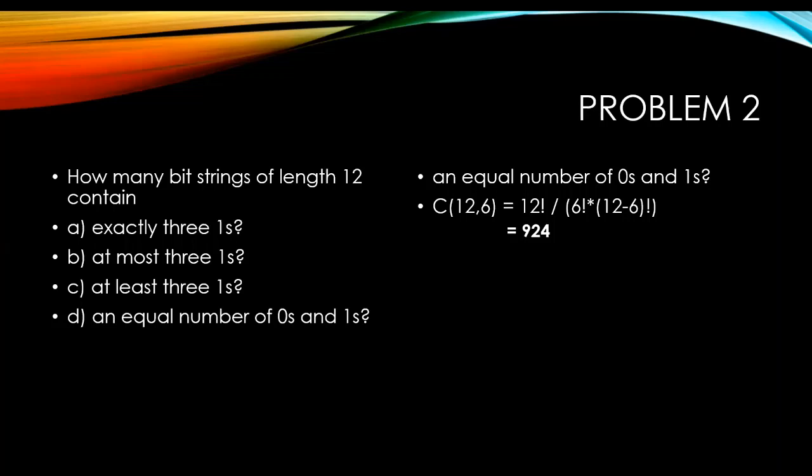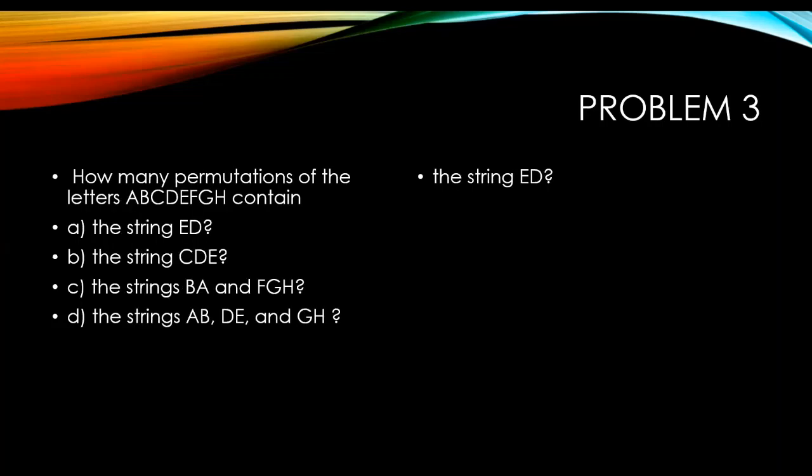Now let's move on with problem number 3. So it involves permutation. So how many permutations of the letters A, B, C, D, E, F, G, H contain the string ED, the string CDE, the string BA and FGH, and the string ABDE and GH? So we already discussed this. A similar problem was discussed in our last video lecture. So if we have a group of letters, it will be considered as one element when we count it, okay, to get the permutation.